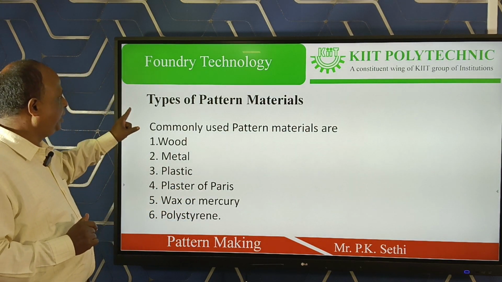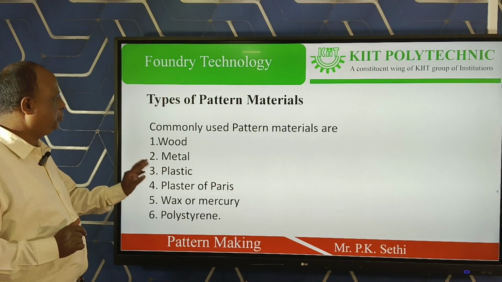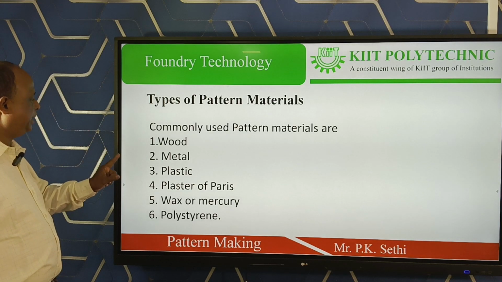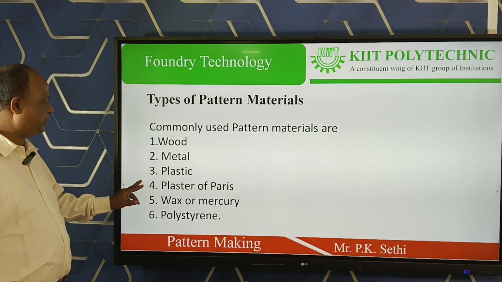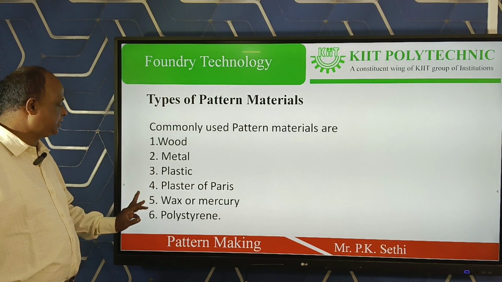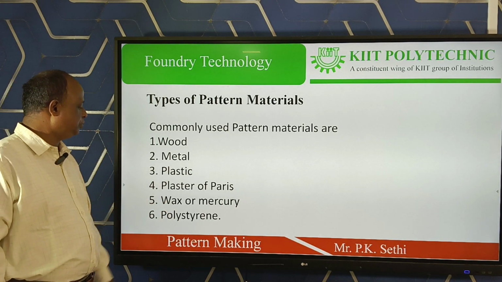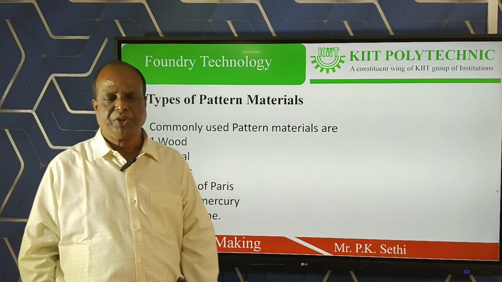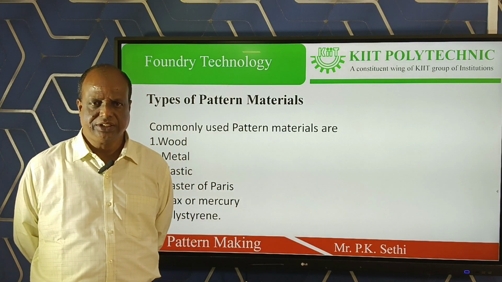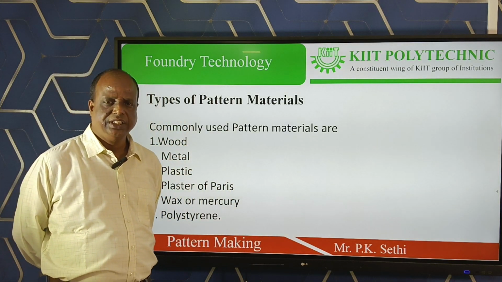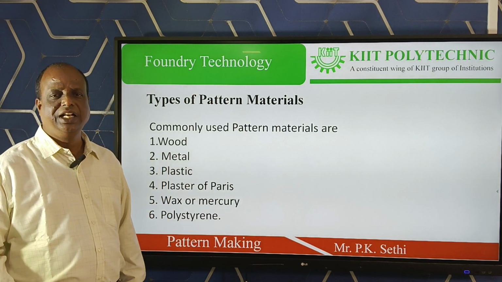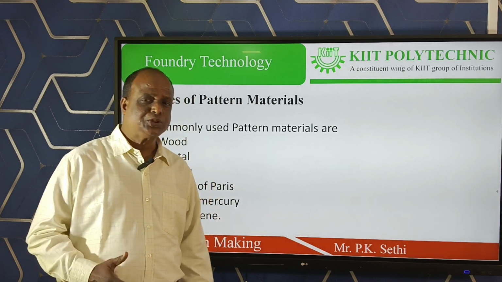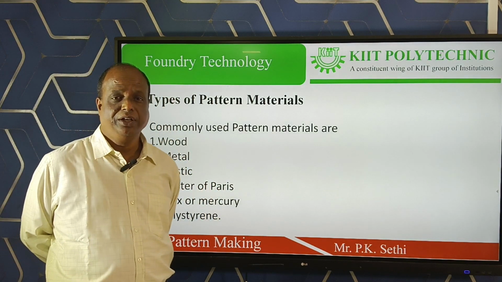These are the different types of pattern materials out of which we can make patterns: first wood, second metal, third plastic, fourth plaster of Paris, fifth wax or mercury, and sixth polystyrene. First we discuss wood. Wood is the commonly used pattern material for making patterns because it is easily available and the cost of wood is very low compared to the other pattern materials.